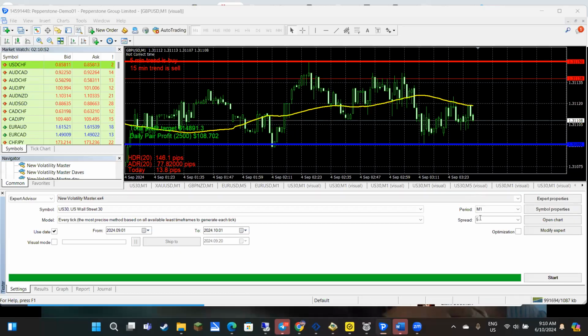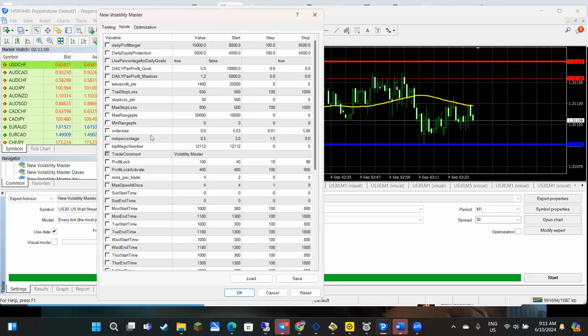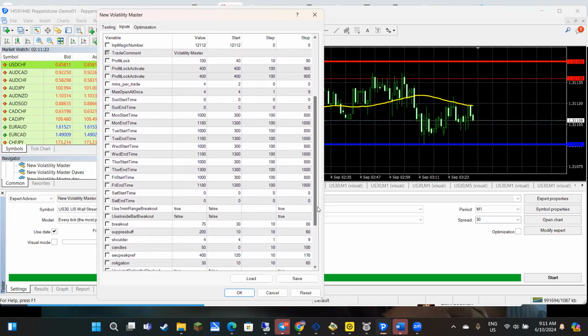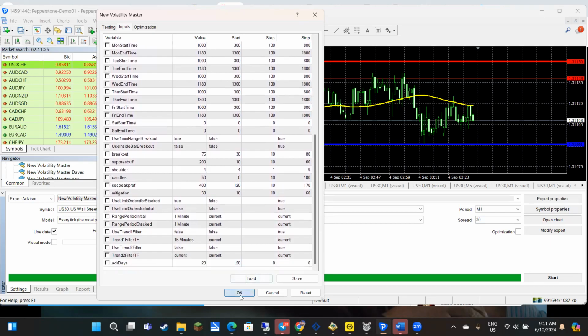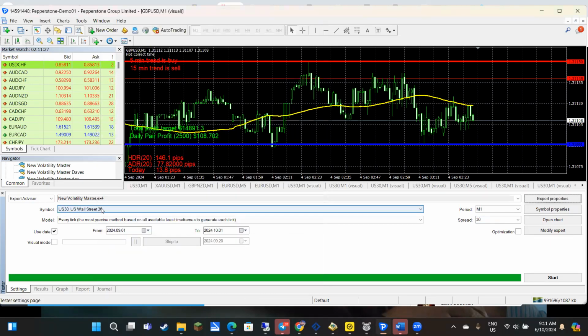All right, so another thing I need to change is I need to increase the spread, because the US 30 here has a much larger spread. Also, because I reduced my risk percentage down to 0.5%, I'll also need to halve my profit goal so that all these ratios stay the same. I'm pretty sure I'm using 600 for my trailing stop loss. Anyway, we'll do that one. Other than that, those are all the same settings. I've now got it on US 30.